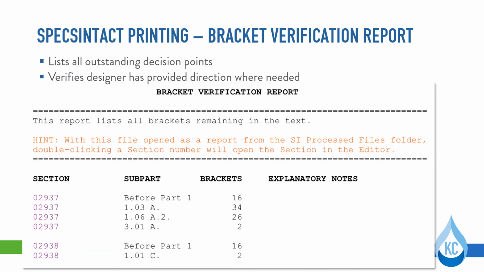Here we see an example of the bracket verification report. It lists all outstanding decision points and where those can be found in each specification section. Since we didn't complete any decision points before we published this, we have all the decision points that still need to be made for the project. This report can be used by reviewers to verify that there are no outstanding decision points within the specifications before finalizing. When the specifications are completed, this report should have no remaining brackets within the text.